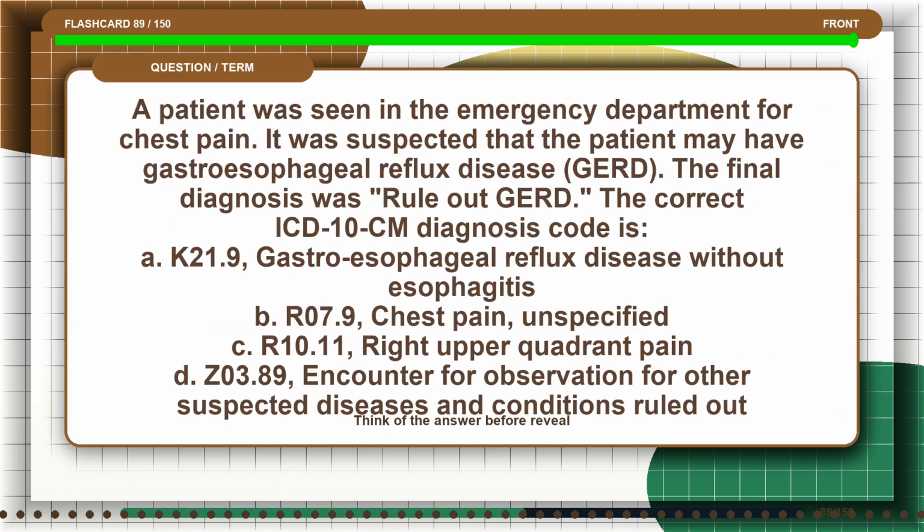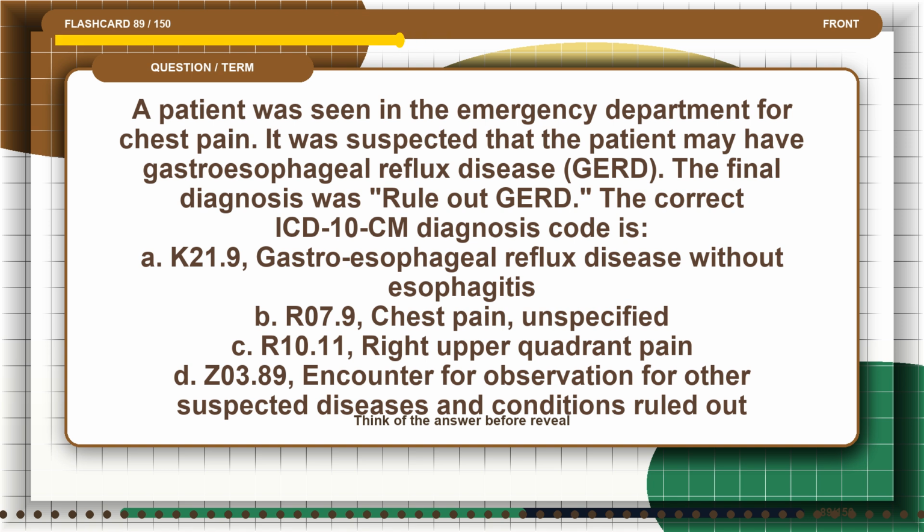Flashcard 89. A patient was seen in the emergency department for chest pain. It was suspected that the patient may have gastroesophageal reflux disease, GERD. The final diagnosis was rule out GERD. The correct ICD-10-CM diagnosis code is A. K21.9, gastroesophageal reflux disease without esophagitis.